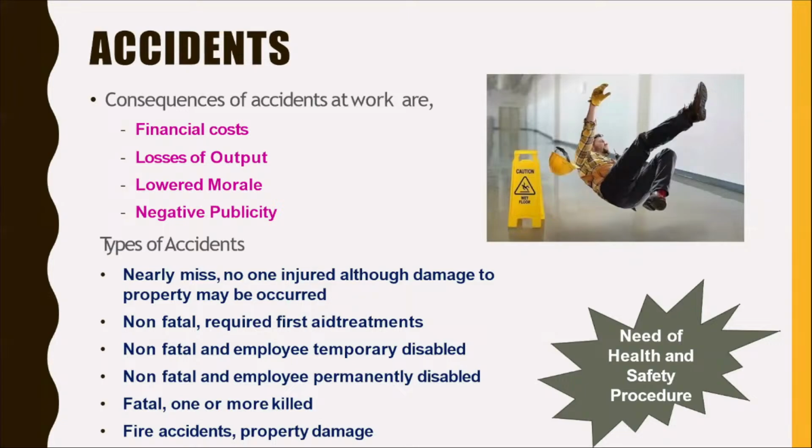Then types of accidents. There are some types of accident. First, near miss: no one injured, although damage to property may occur. There is no apparent accident, but it's more like a near miss, almost an accident happened. So that may happen, but it's only a near miss. There is no personal injury, but there can be some property damage.